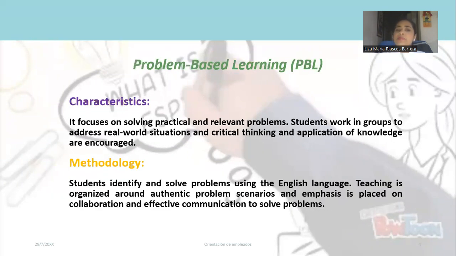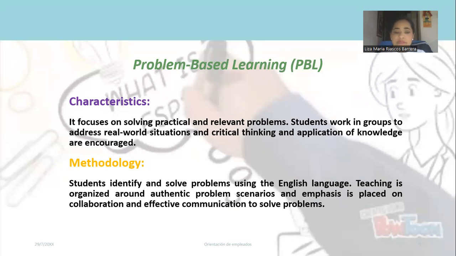Then next, we have the problem-based learning. About the characteristics, it focuses on solving practical and relevant problems. The students work in groups to address real-world situations, and critical thinking and application of knowledge are encouraged.